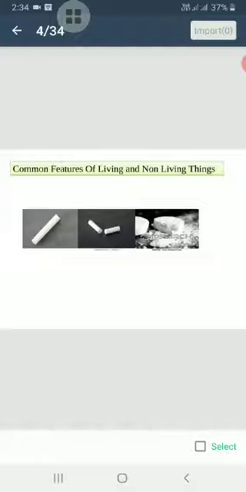Another common feature between living and non-living things is that they are made up of a structural unit. A non-living thing like a chalk can be broken into smaller and smaller particles until you get the smallest piece of chalk. So, a molecule is the structural unit of a chalk and the smallest unit of matter. Thus, the structural unit of a non-living thing is the molecule, and the structural unit of a living thing is the cell.